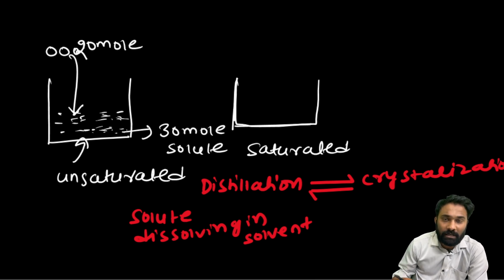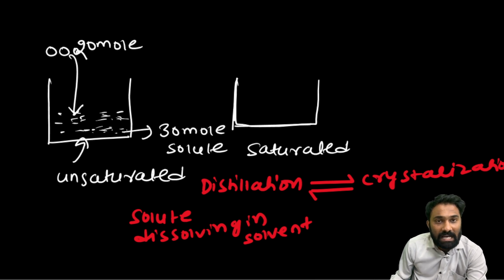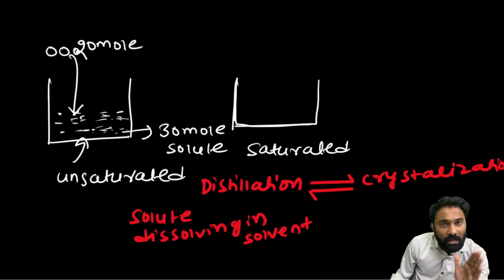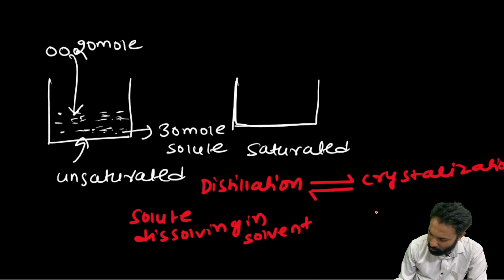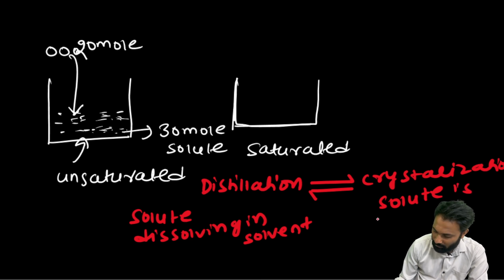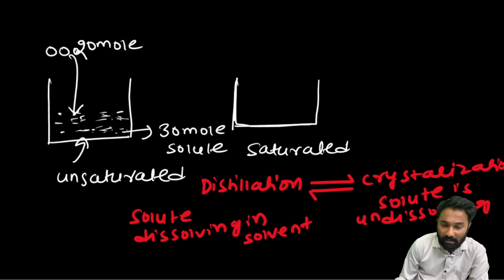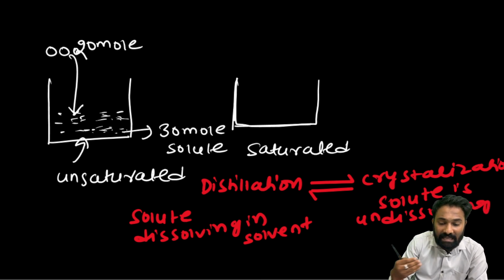Reverse of it. Whatever solute has been dissolved in the solvent, again it is coming into the solute, meaning the crystal is forming again. Here crystallization means solute is undissolving. Clear? Again it is converted into the solute. The solute which has been dissolved in the solution is again converting into the solute.